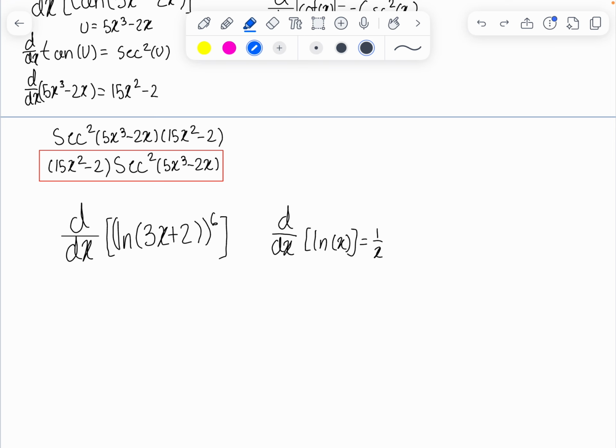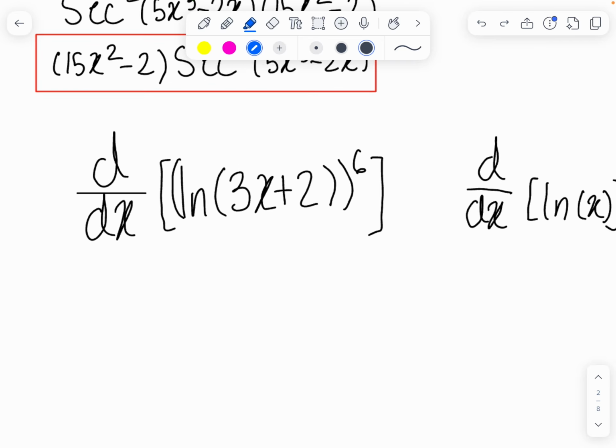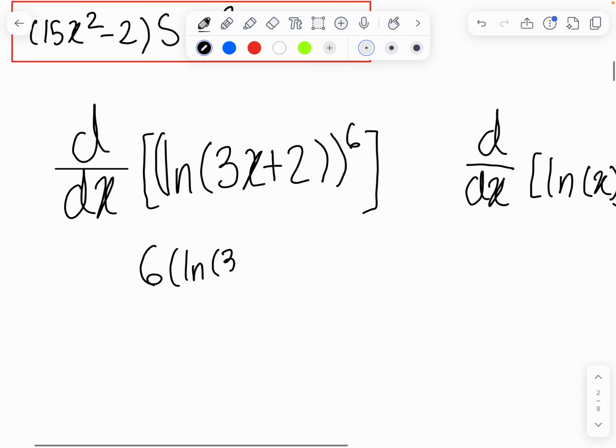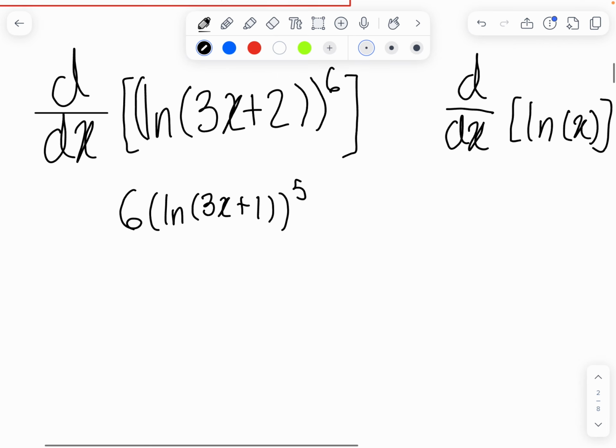First, we have to differentiate the outside power. Differentiating that, we'd get 6 times the natural log of 3x plus 2 to the power of 5. So that's the outside differentiated. And now for the inside.